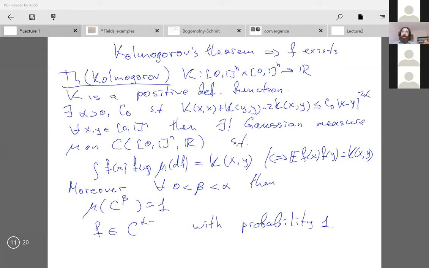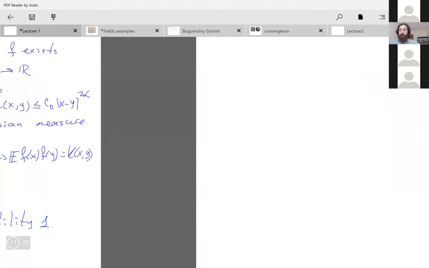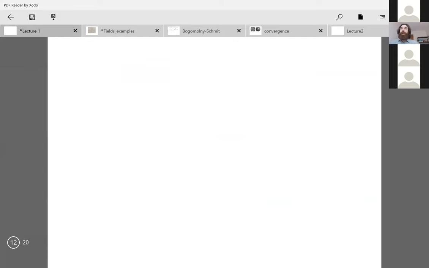And as I mentioned, this is stated for cubes, but we can deal with other compacts as well. Okay, any questions about the statement? Okay, then let me sketch the proof of this.